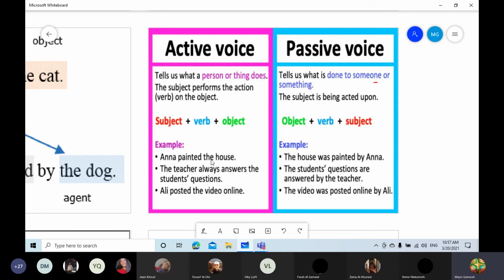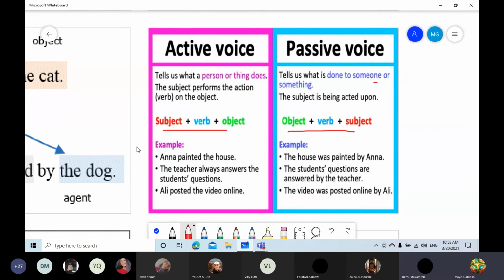Here, Anna painted the house, okay? If I want to make it in the passive voice, the house was painted by Anna. What did you do regarding the rule that we have in here? We switched between the subject and the object. And our sentence became passive. All right, can you read it for me? The house was painted by Anna.